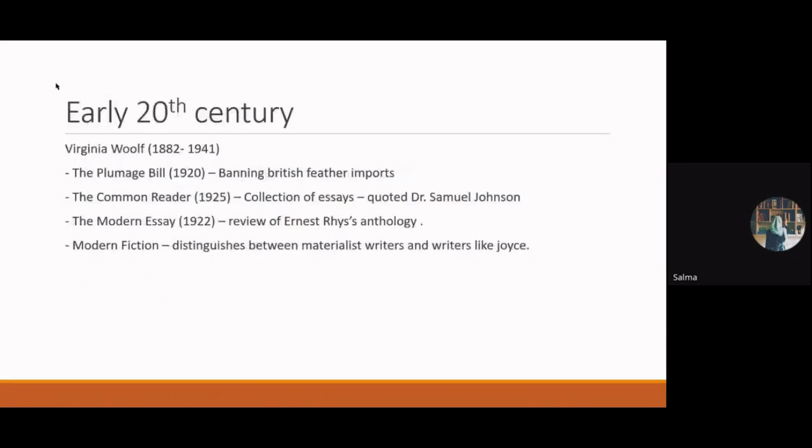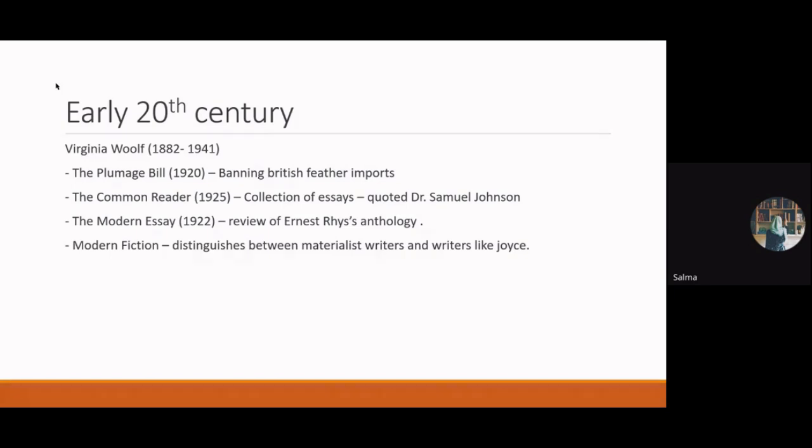Moving to the next slide, coming to the 20th century, we know all the works of Virginia Woolf and everything. So when it comes to Virginia Woolf, please go ahead with The Plumage Bill, where she was talking about banning the British feather imports to other countries. Then The Common Reader, it is a collection of essays. In this work, Virginia Woolf was quoting Dr. Samuel Johnson, even in the first chapter.